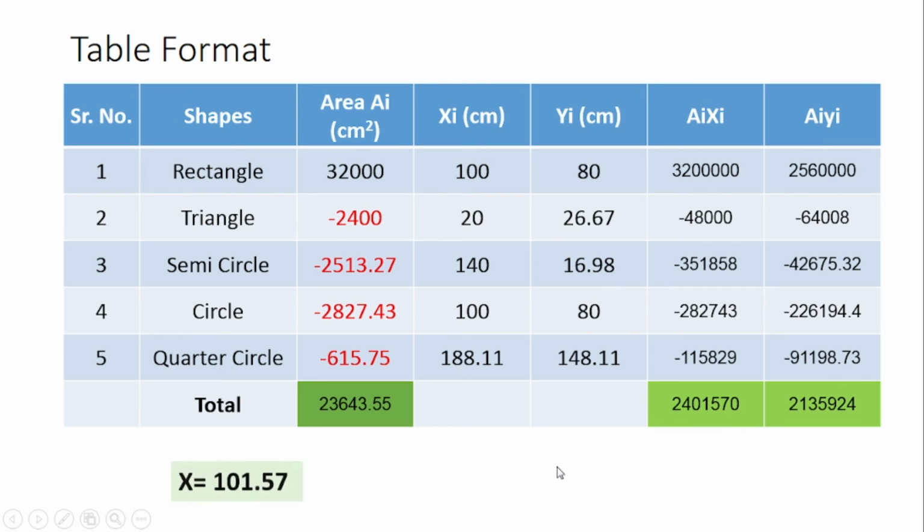Now x bar is a ratio of summation of ai xi divided by summation of area. So we'll get the value equal to 101.57, and y bar is summation of ai yi divided by summation of ai. So this value divided by this value will give you the value of y bar. I hope you understand how to find out centroid for the complex shape.